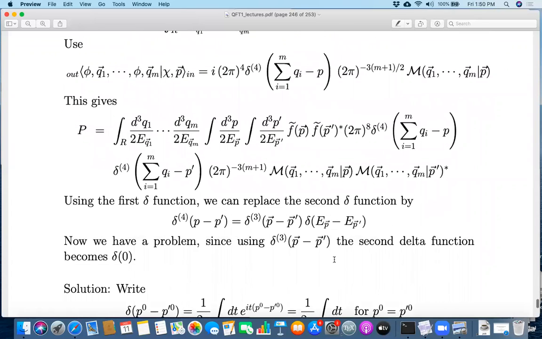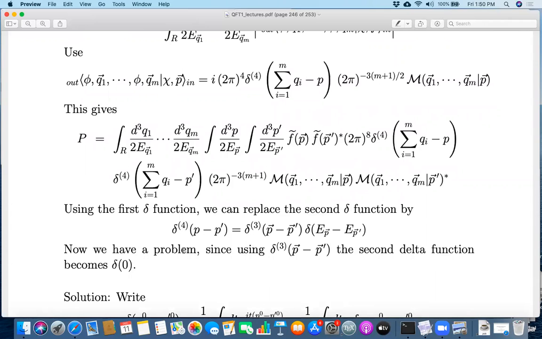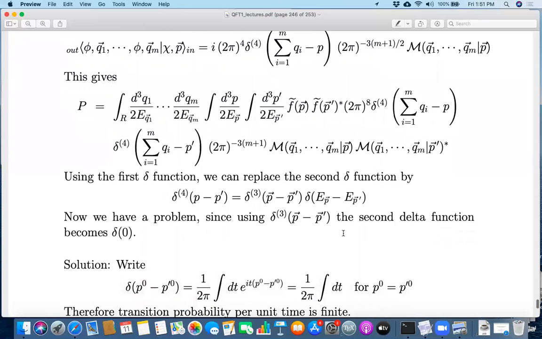But now you see that you have a problem, and this is the problem that I had mentioned earlier. Because delta cube of p minus p prime sets p equal to p prime, in the argument of the other delta function we have delta of 0. This problem didn't arise yesterday, because there you had delta cube of p1 plus p2 minus p1 prime minus p2 prime, and delta of Ep1 plus Ep2 minus Ep1 prime minus Ep2 prime. So you could adjust p1 and p2 appropriately to satisfy both these delta functions. But that's not possible here. When there is a single initial state, then this delta cube of p minus p prime will automatically make the argument 0. So then you have to deal with this divergent factor, delta of 0.